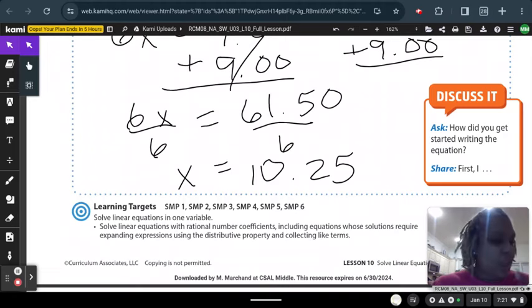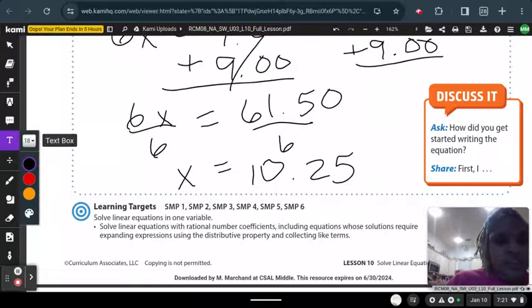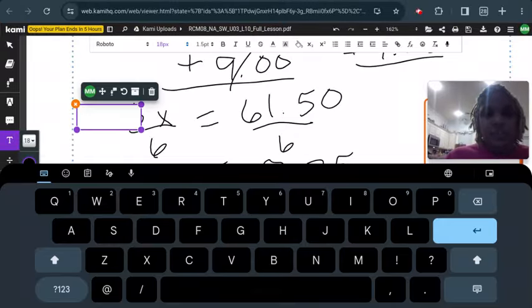Okay. Any questions there? So I will want you to write that in a complete sentence. I don't have any room, but you should be writing the price of the ticket before the coupon is $10.25. I don't know if I can type it in there. Let's see.